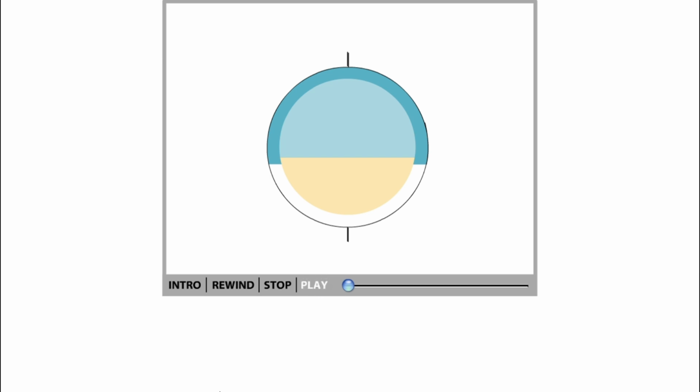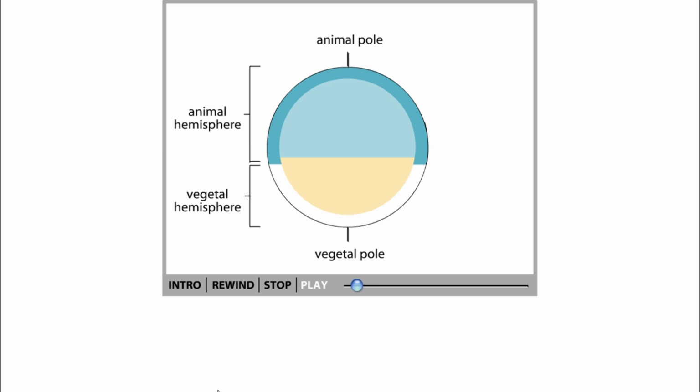The nutrient molecules in an unfertilized amphibian egg are dense and are concentrated by gravity in the lower half of the egg, which is called the vegetal hemisphere. At the opposite end is the animal hemisphere. A darkly pigmented cortical cytoplasm lines the animal hemisphere.